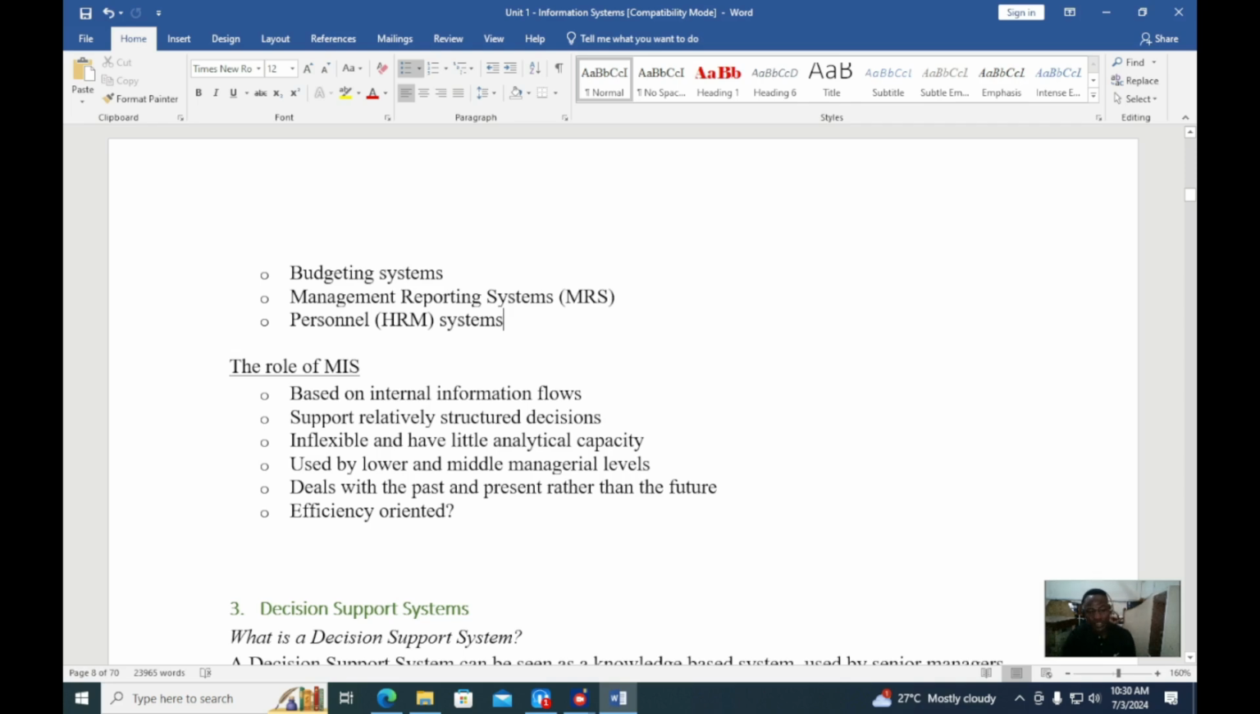And the role is, one, they are based on the internal information flows. They provide support to some structured decisions. And remember, these decisions are short term. They are also inflexible. They have little analytical capacity, and they are used by lower and middle managerial levels to deal with the past and the recent rather than the future. So their focus is the past and the recent. They don't make decisions about the future.